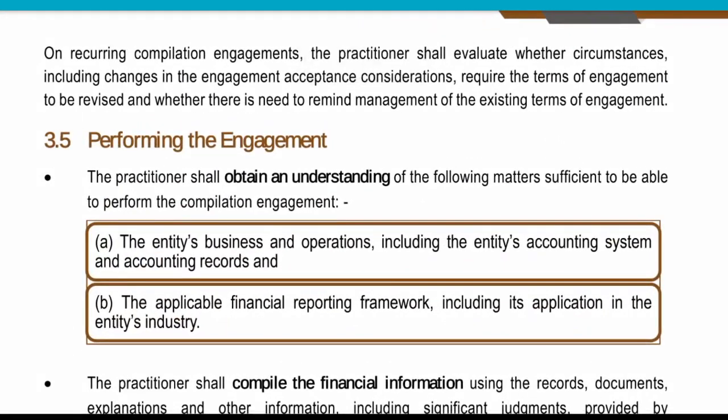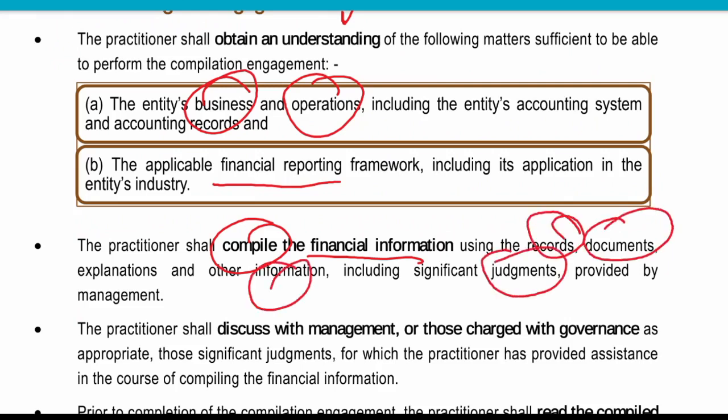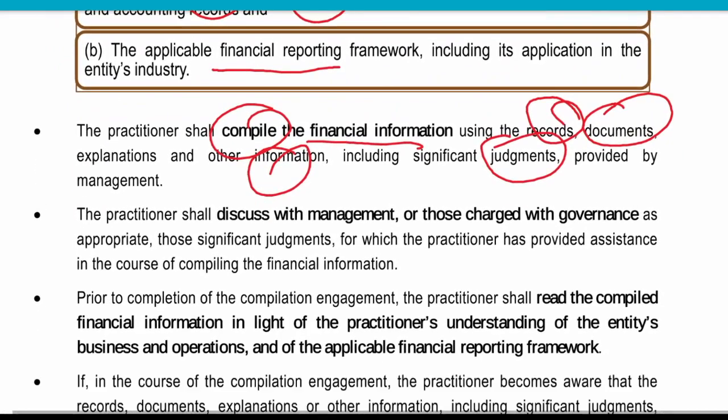Now, how do we perform a compilation engagement? So first of all, you will get an understanding of the entity. What kind of business they are, what kind of operations they have, what the applicable financial reporting framework to the industry is. Then you need to compile the financial information. What kinds of reports, documents, and other information do you need in order to compile the financial information? Then you need to discuss with the management and those charged with the governance if there is anything you want to discuss with them.